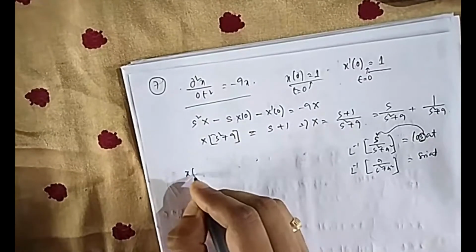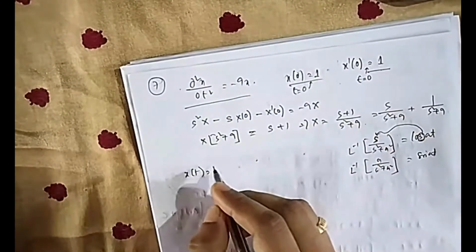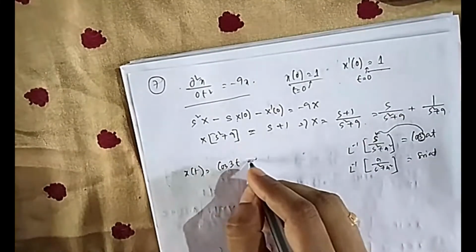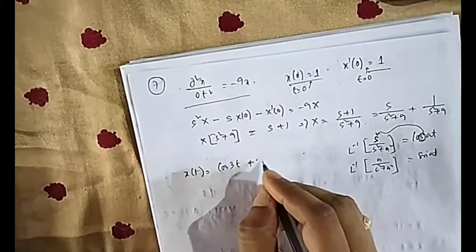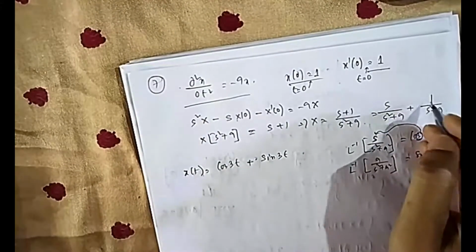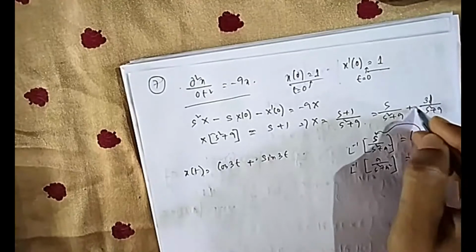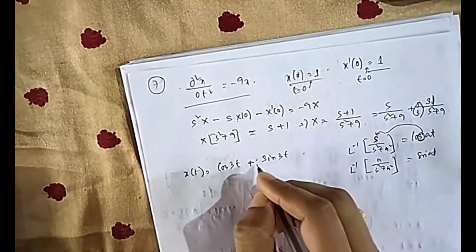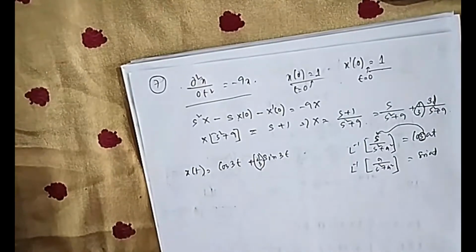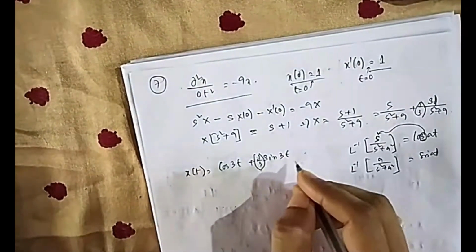So if you find x(t) by taking the inverse, it will be cos 3t, because 9 can be written as 3 square. Then this one can be written as sin 3t, because a is required, so you put a 3 there and then put 1 by 3 here, so it will be 1 by 3 sin 3t. So I think that is your answer, that is option C.